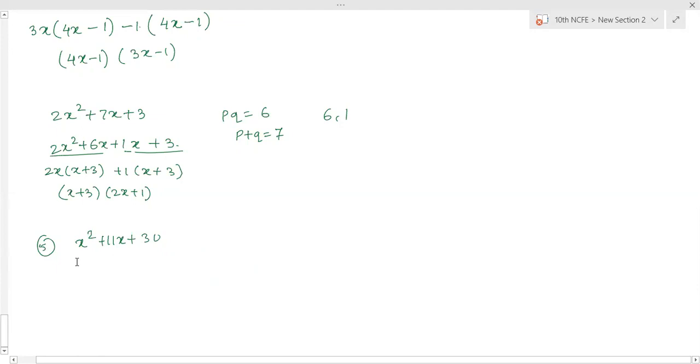Then whoever completed, do this question. X square plus 11x plus 30.